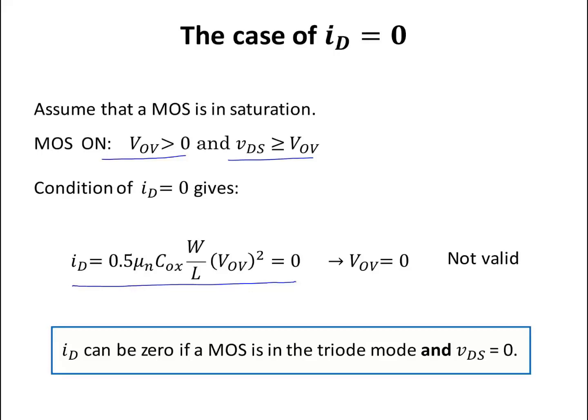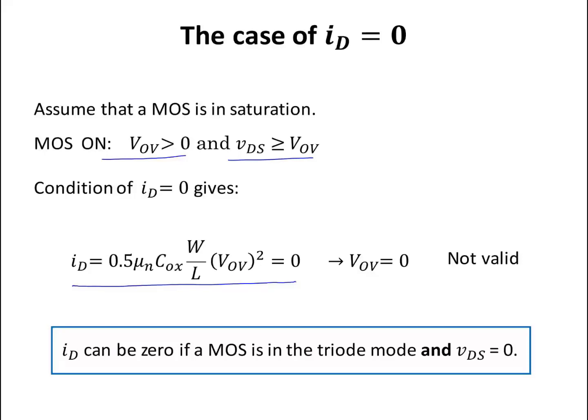So the only possibility of having the transistor on and ID equal to 0 is when the transistor operates in the triode mode and VDS is equal to 0. In other words, if a MOSFET is on and ID is equal to 0, then we know that the MOSFET operates in the triode mode and the drain-to-source voltage is equal to 0.